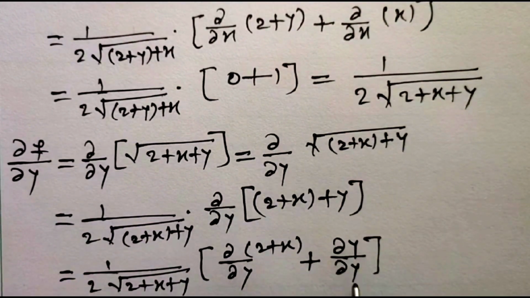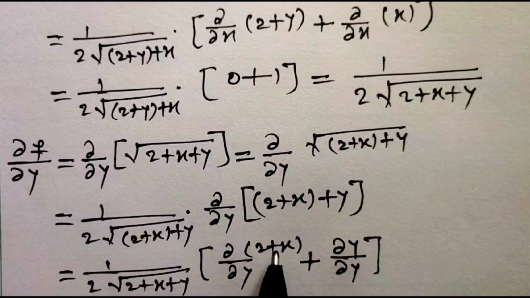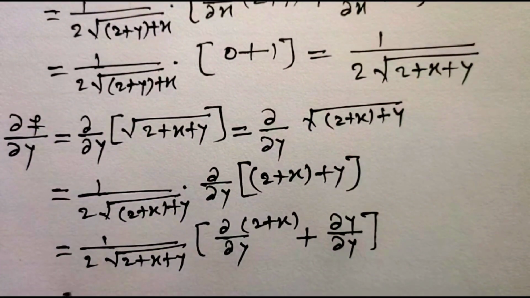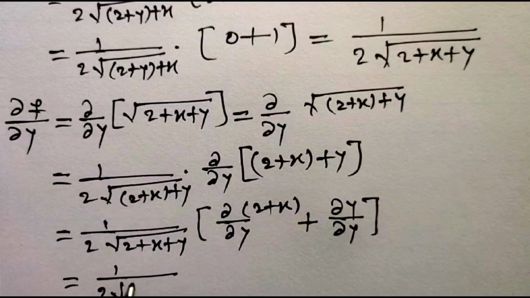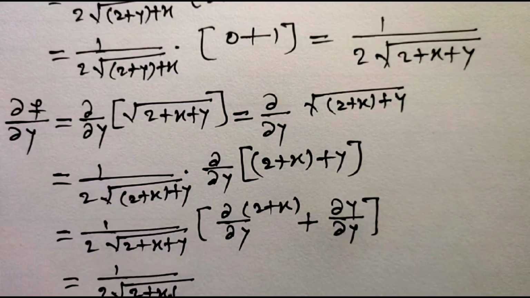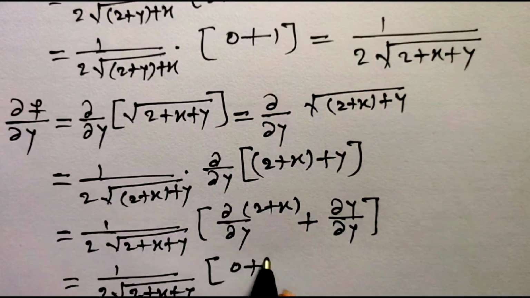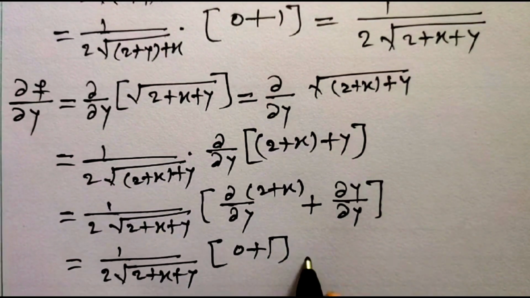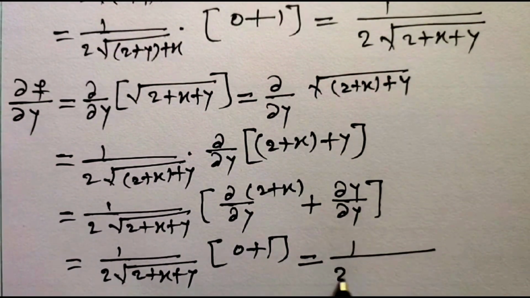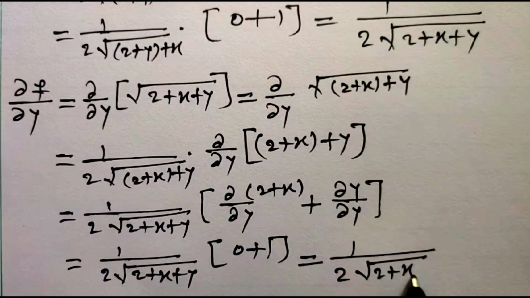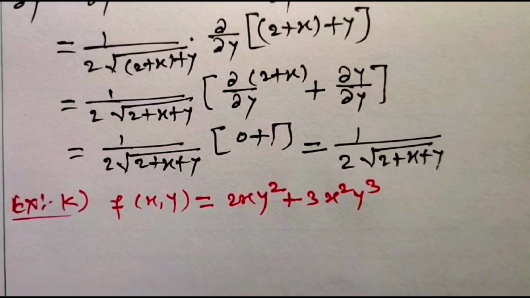Partial derivative of y with respect to y is 1, and 2 plus x is constant, so the derivative of a constant function is 0. So this is equal to 1 upon 2 into square root of 2 plus x plus y into bracket 0 plus 1. Simplify this and get the final answer, 1 upon 2 root 2 plus x plus y. This is the solution. Let us solve the next sum.